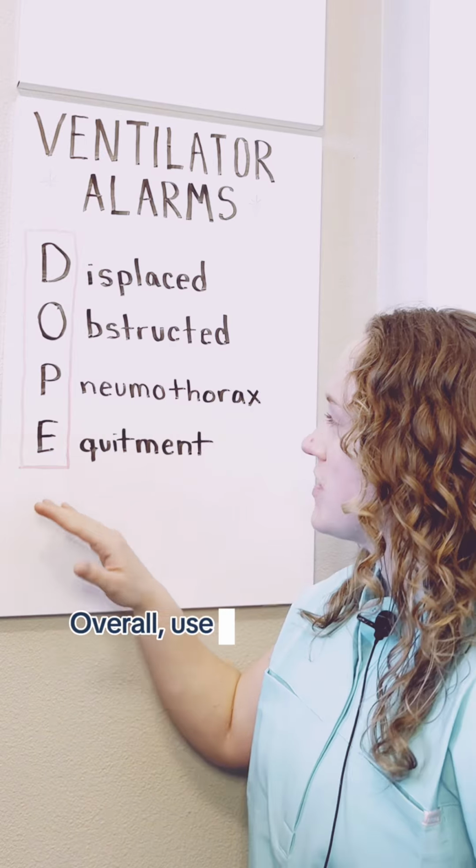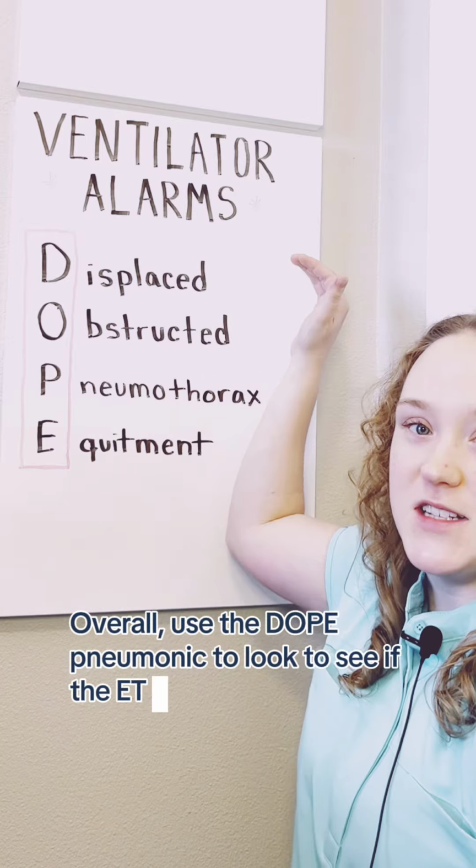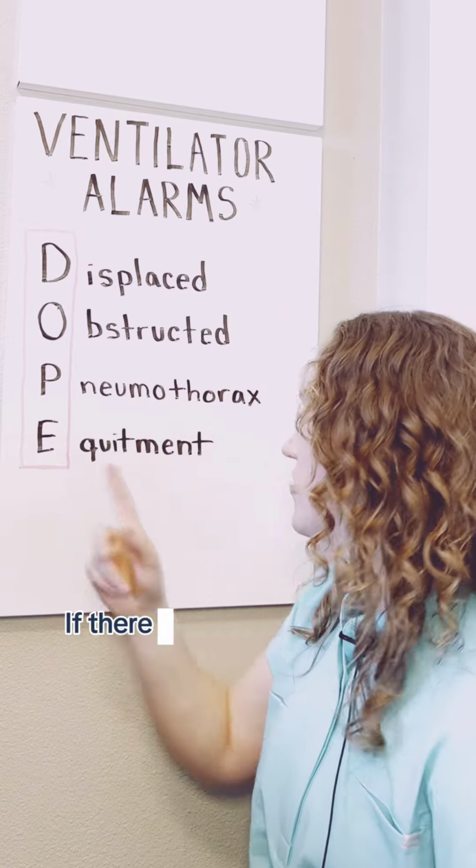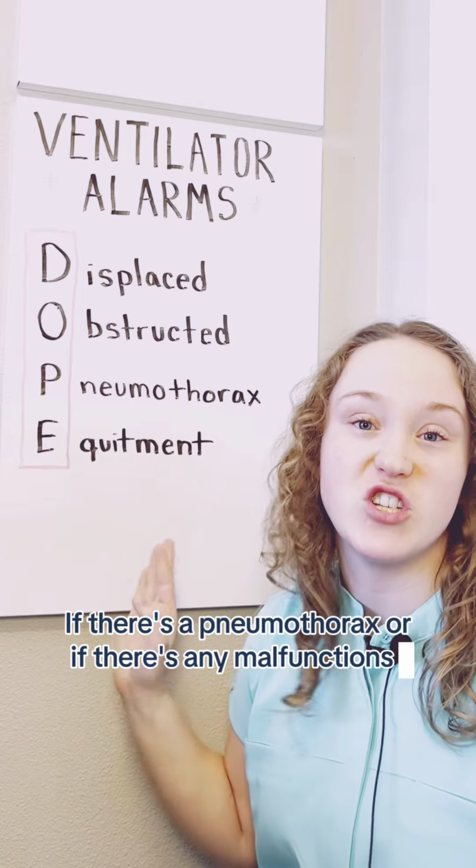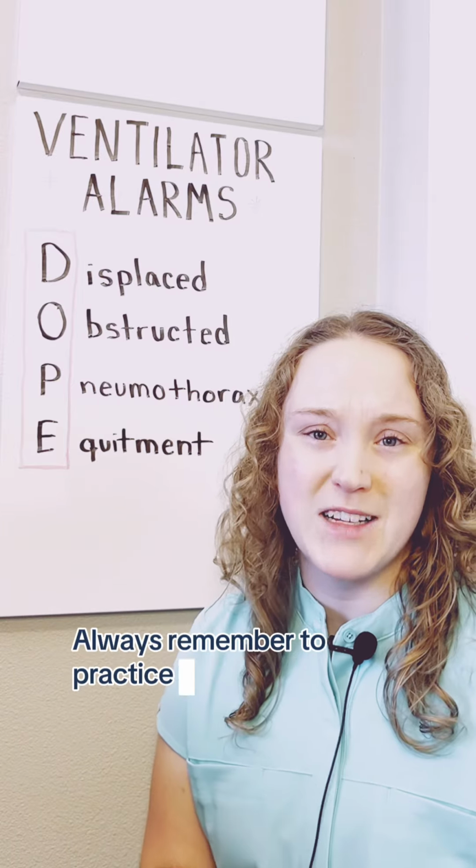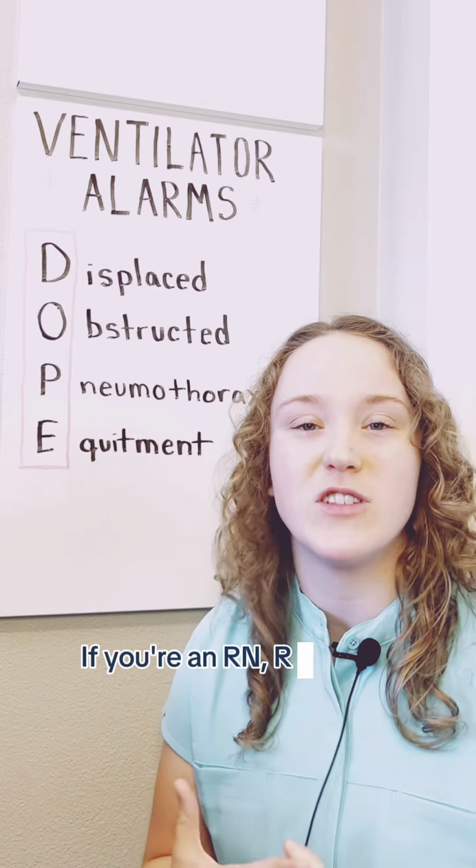So overall, use the DOPE mnemonic to look to see if the ET tube is displaced, obstructed, if there's a pneumothorax, or if there's any malfunctions in equipment. Always remember to practice within your scope if you're an RN, an RT, or an MD.